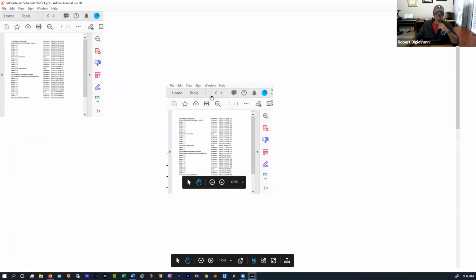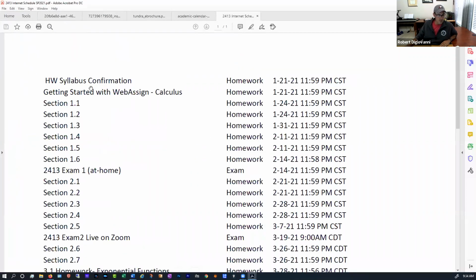So what the schedule has on it is what assignment is due and what it is. So you have this homework syllabus confirmation. It's a homework assignment. It's due on the 21st by about midnight. And you can see each of your assignments are due. Now these are homework assignments that you're going to do on a website called Webassign. So let's just get to the material.